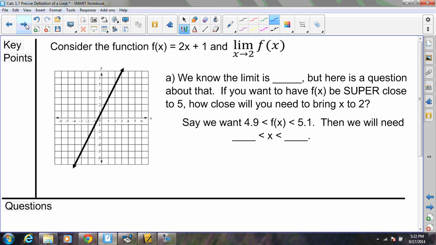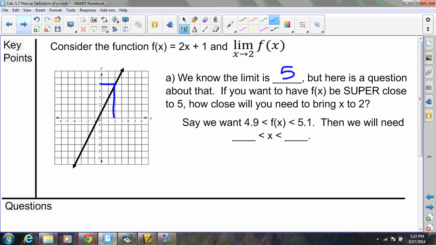Let's look at a specific function to help us out with this idea a little bit more. Consider the function 2x plus 1, with the limit of that function as x is approaching 2. Well, we'll start off here. When x is approaching 2, what number is this limiting down on? From the graph or from direct substitution, we should be able to identify the limit as 5.